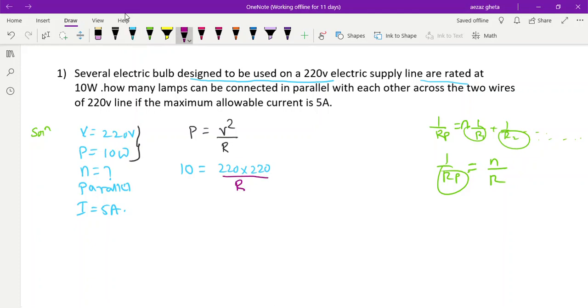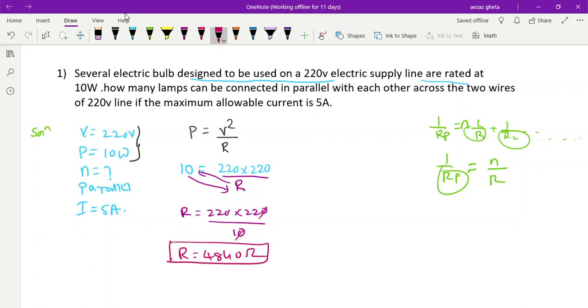Resistance I want to find out, so I will cross multiply. R is equal to 220 into 220 divided by 10. This zero and this zero get cancelled, and we get 4840 ohm. Understood? So this is the resistance. Now I want to find out Rp.